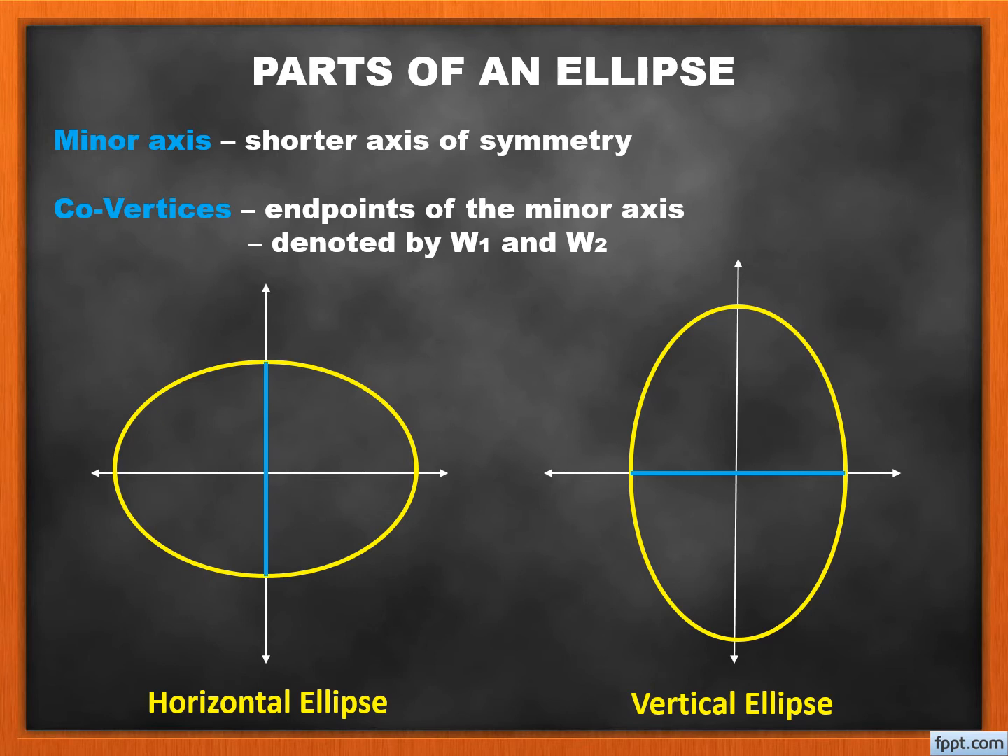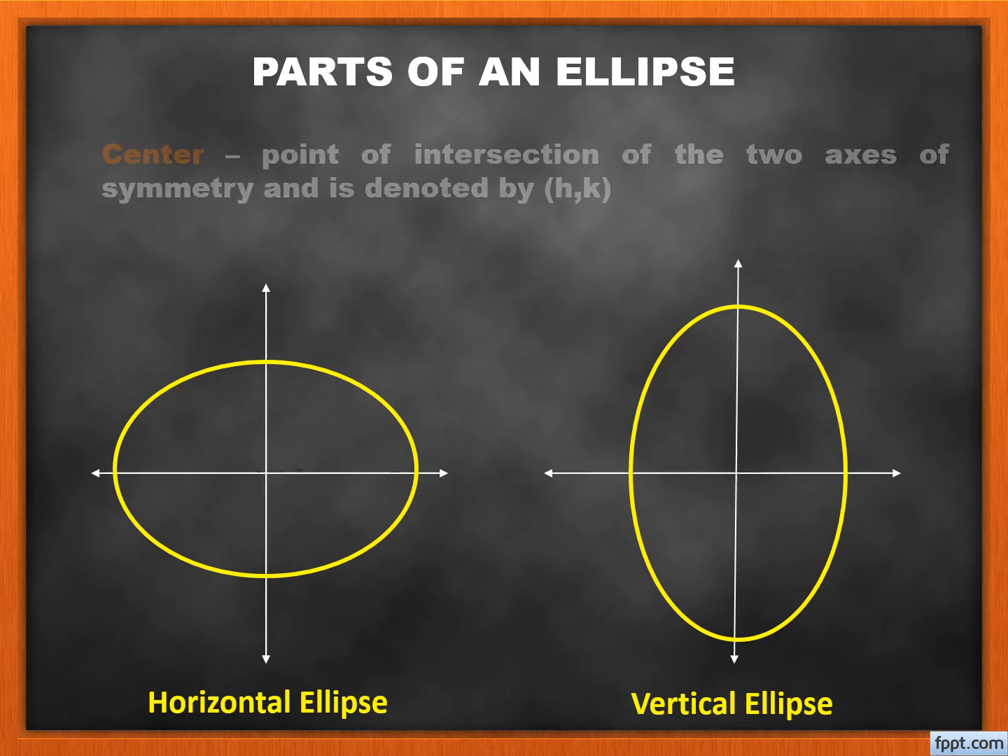Co-vertices are the endpoints of the minor axis, which are denoted by W sub 1 and W sub 2. Center is the point of intersection of the two axes of symmetry and is denoted by (h, k).